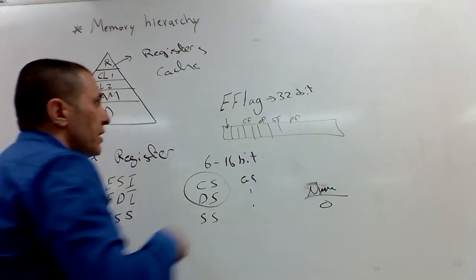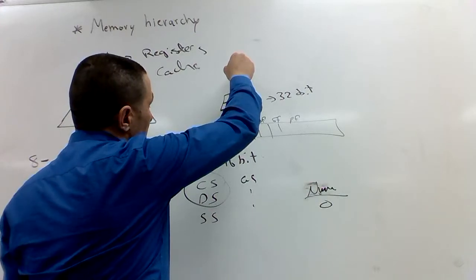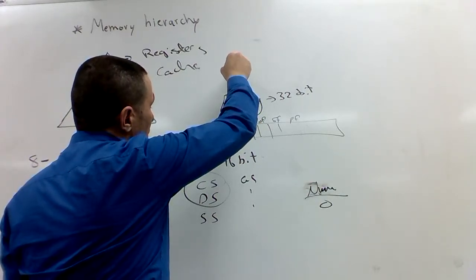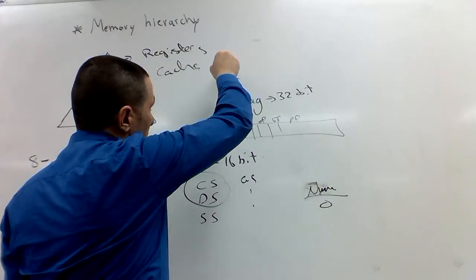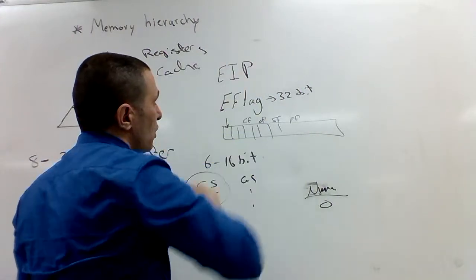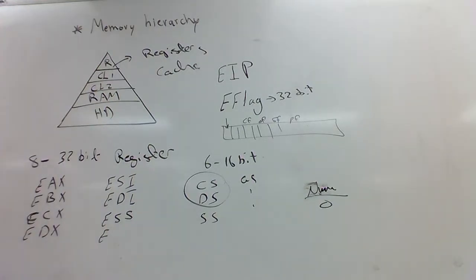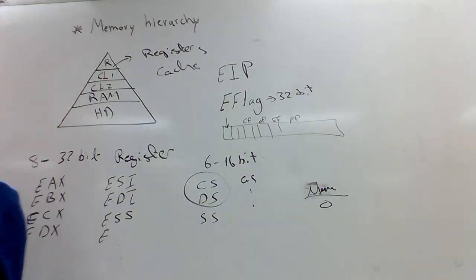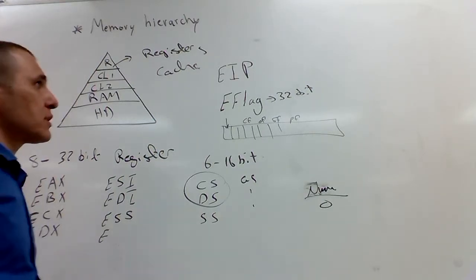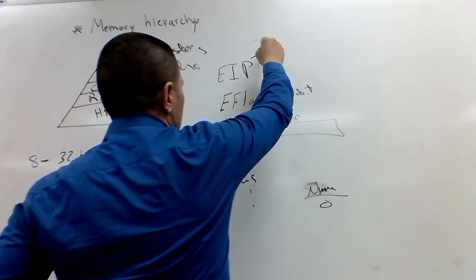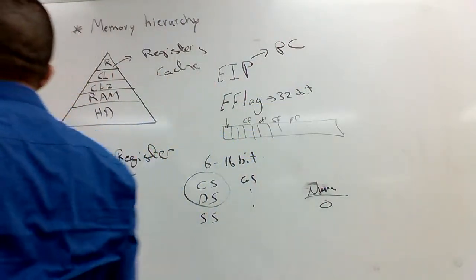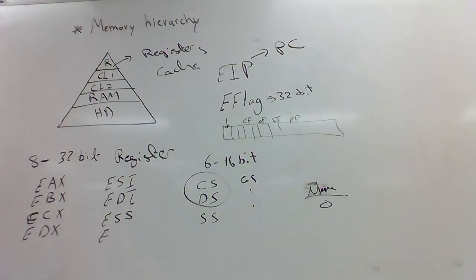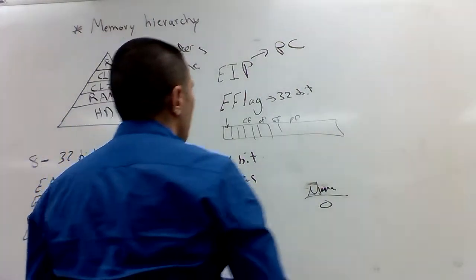EFLAGS register, and I have another register, sometimes called PC, program counter, or instruction pointer. EIP, extended instruction pointer, a 32-bit register which holds the address of the next instruction to be executed. Sometimes in other books you might see it called PC, program counter. It holds the address of the next instruction to be executed.